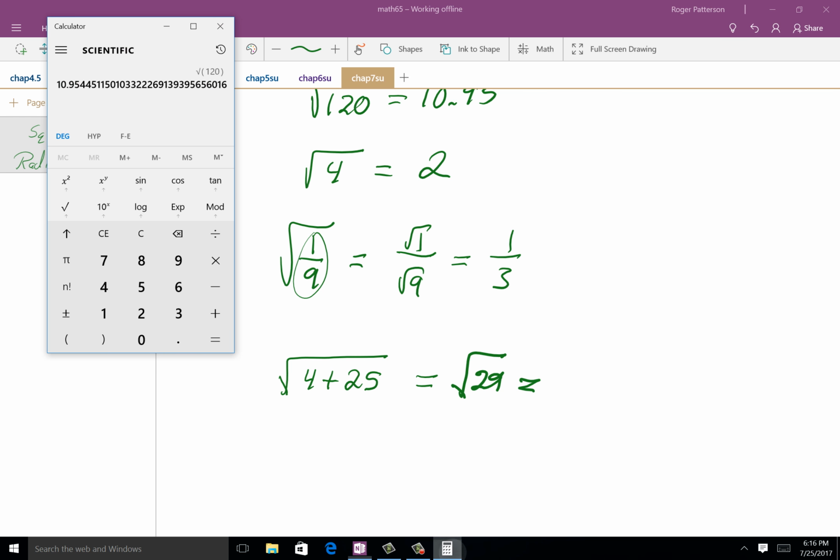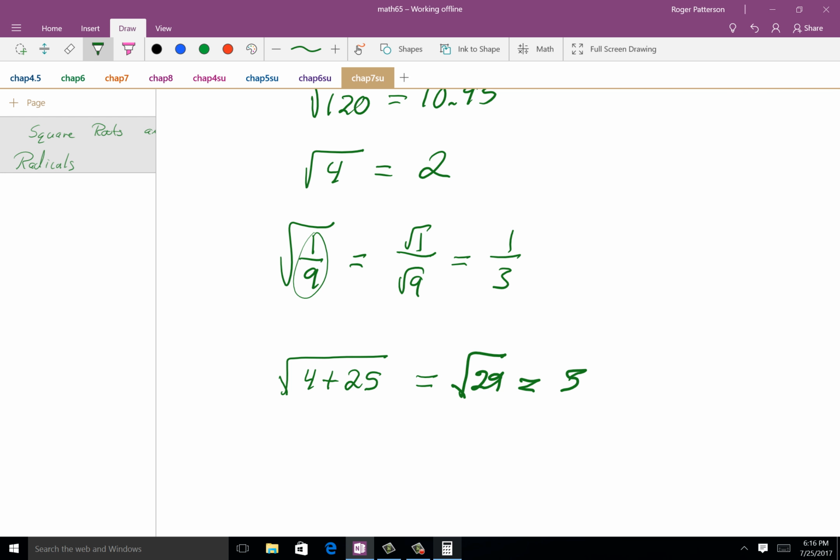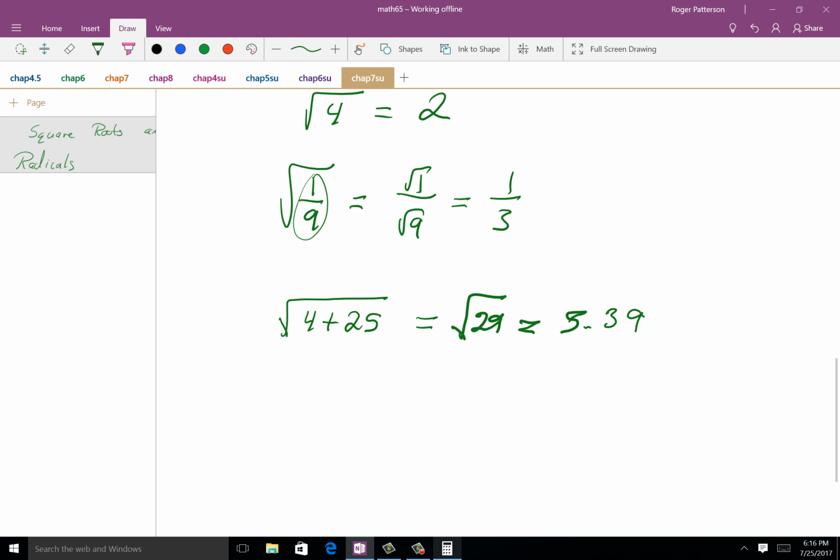Which is then equal to, last time again, 5.39. Why does this get big? Okay. Although there are some that would say, well, why wouldn't this be the same as this? Which is different.